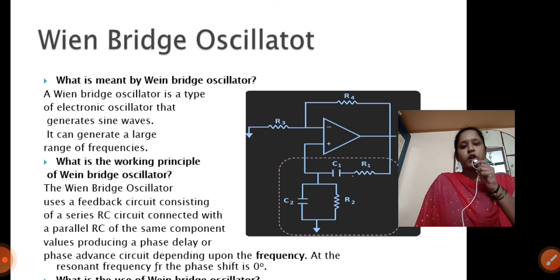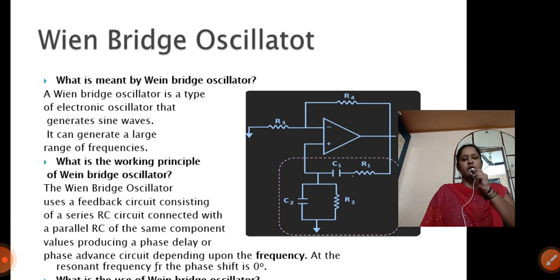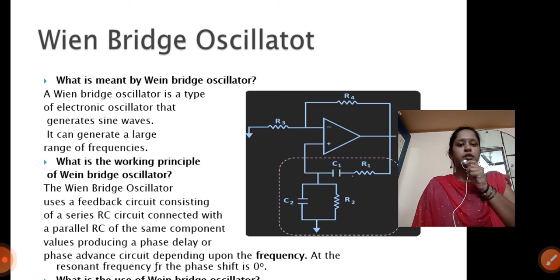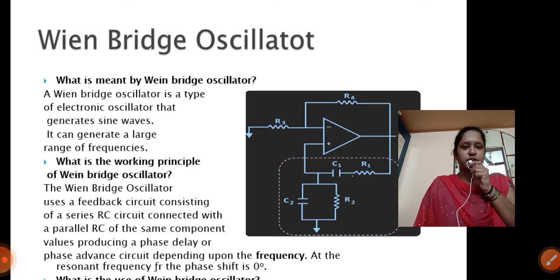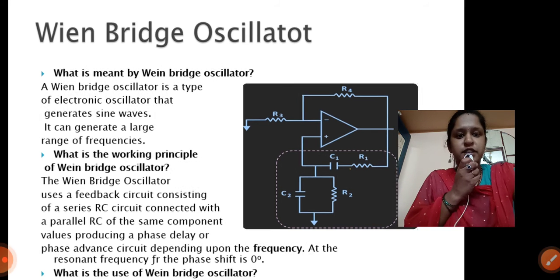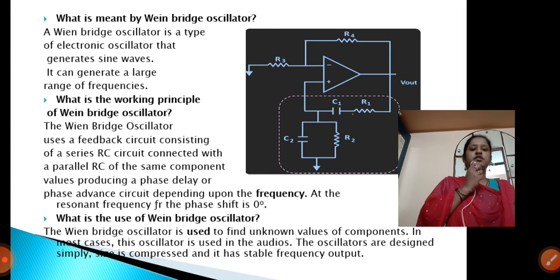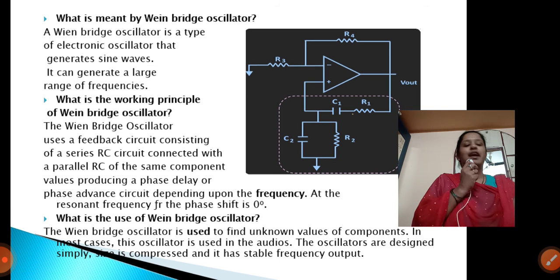What is the working principle of the Wien bridge oscillator? It is a feedback circuit consisting of a series RC circuit connected in parallel with an RC circuit of the same component values, producing a phase delay or phase advance depending upon the frequency. At the resonant frequency the phase shift is 0 degrees. If you are not getting that one, just leave it.